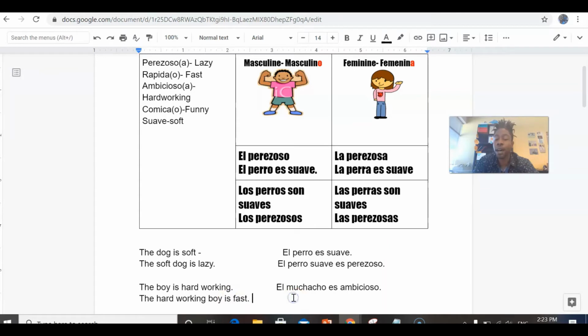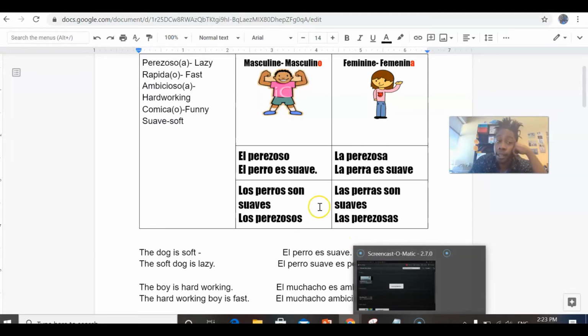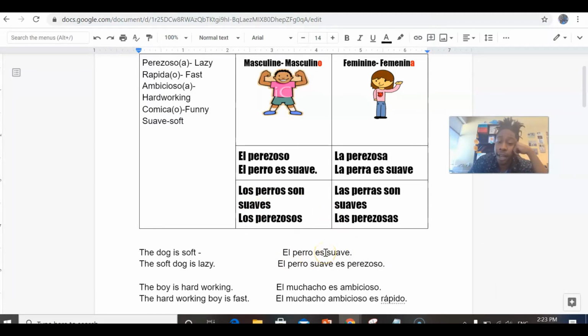In Spanish, this will not happen. I'm just going to take away es, and I now have el muchacho ambicioso es rápido. Very good. All right, guys, I hope this adds a little bit of clarity to adjectives.